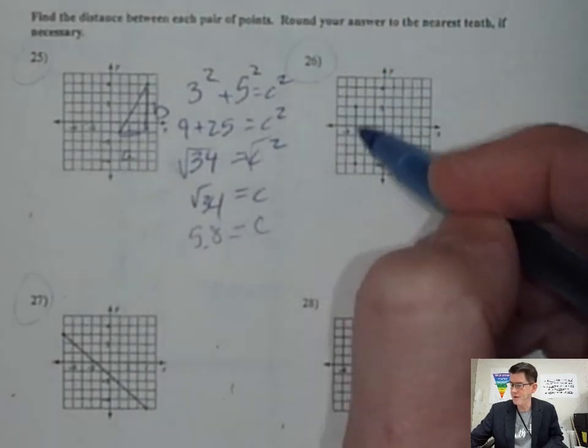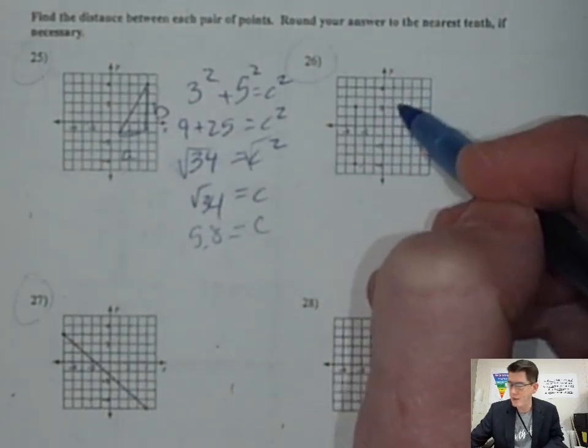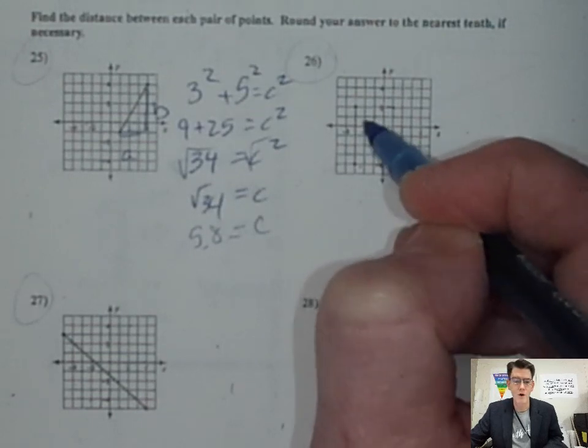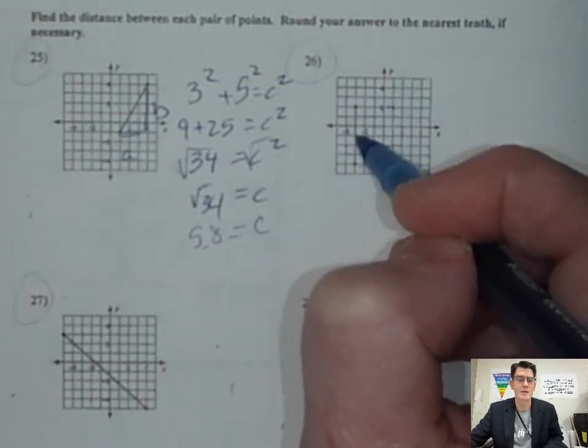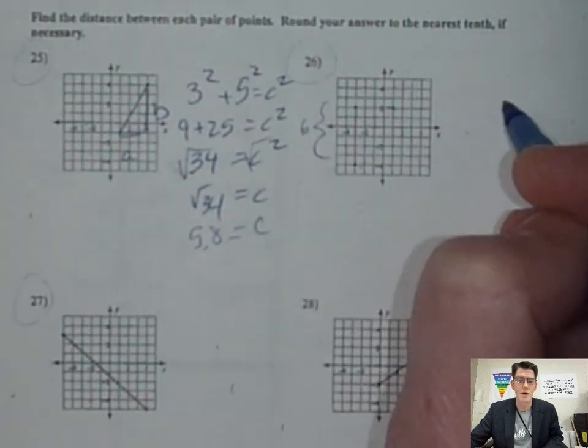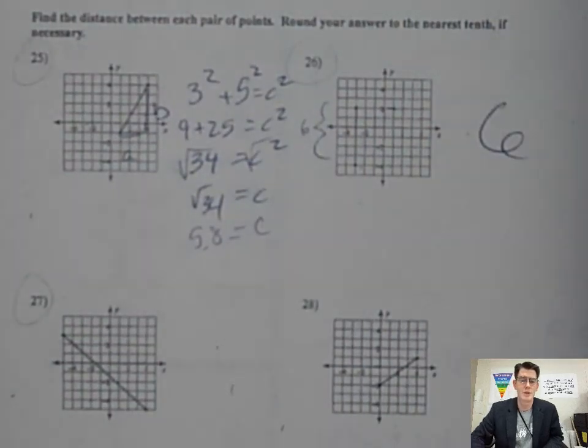26, real difficult. Find the distance between the 2 points. Oh, we already have it. If this one's on the 2, and this one's on the -4, from 2 to -4, that's a distance of 6. From there to there, you can count each unit if you want. Distance is 6. Nice and easy, no diagonal. Wonderful.